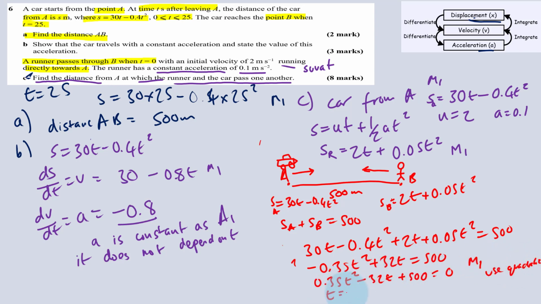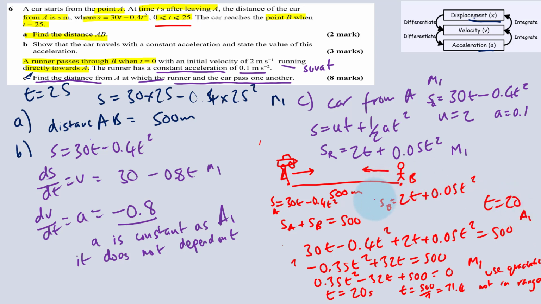And then you can see t will equal 20 seconds, and the other answer would be t equals 500 over 7, which equals 71.4, but it's not in the given range. So the answer must be t equals 20. And that's your accuracy mark.